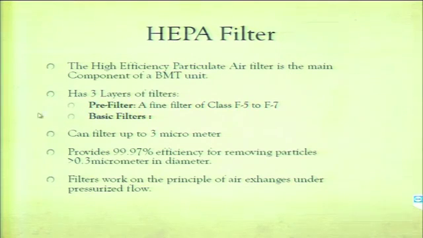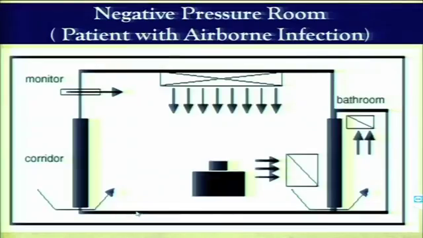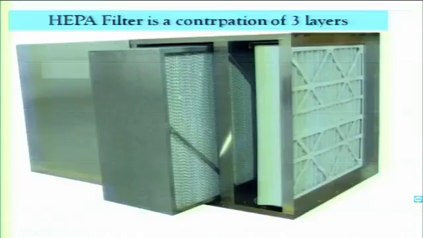It has 3 layers, as we just saw: a pre-filter and 2 basic filters. They can filter up to 3 micrometers, which we use in the BMT, providing 99.97% efficiency for removing particles 0.3 micrometer in diameter. The filters work on the principle of an exchange under pressurized flow, as we just saw here. So these air flows are repeated periodically.